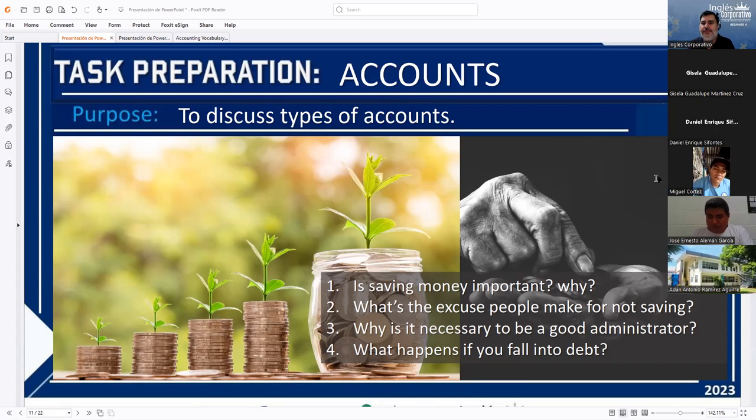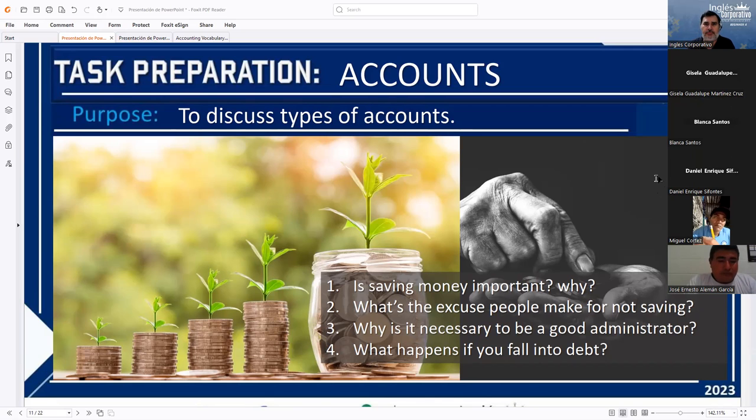Other people, is saving money important to you? Saving money is important to me for my children's needs to start school. For your children to start school, okay. How many children do you have? Two. Two children. Beautiful.